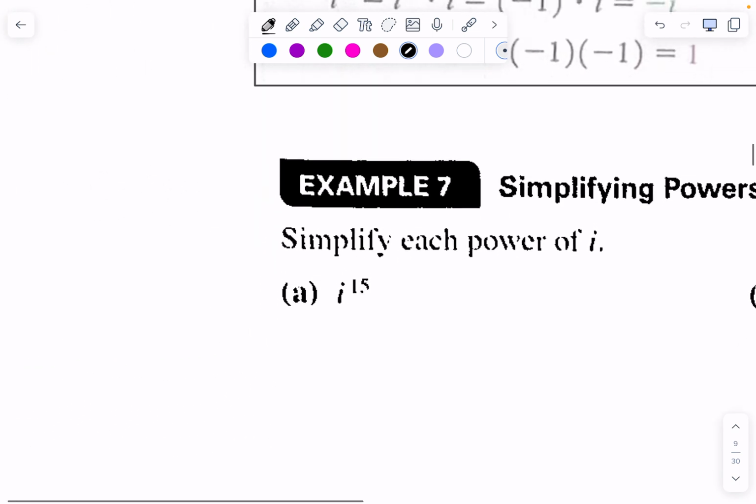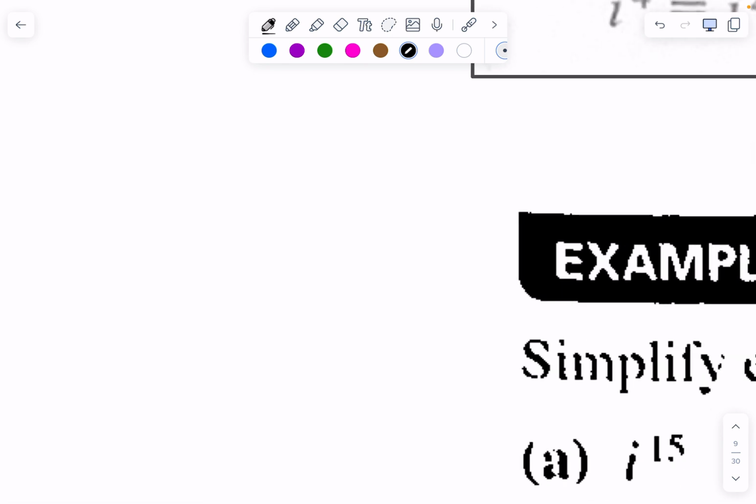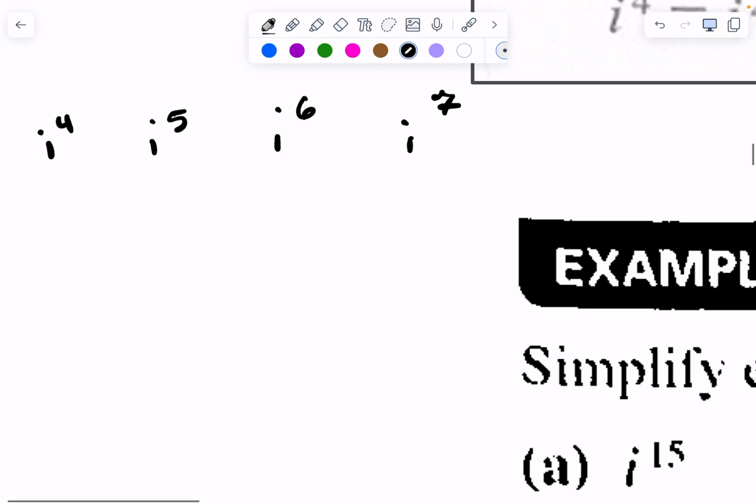Okay, let's talk here. Let's go I to the 4th power. Let's write this off to the side: I to the 5th, I to the 6th, and I to the 7th. Okay, we'll do each one of those scenarios.